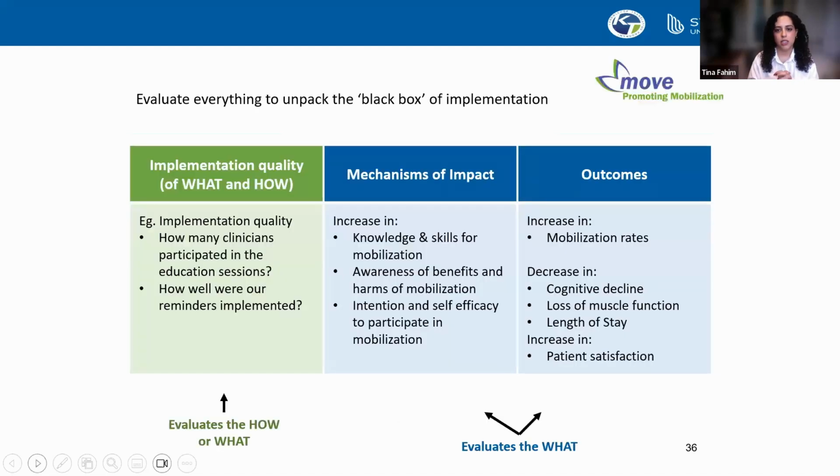And so the next slide just gives us an example of thinking about an evaluation map for our study. So we started by thinking about, okay, how well did we implement our program? So how many clinicians participated in the educational sessions? How well were our reminders implemented? Did they resonate with people? And if this was done well, did we see improvements in knowledge about mobilization and skills? Were people more aware about why it's important to mobilize older adults? And did they have increased intention to mobilize older adults? And if all of that was tracking, did we then see actual translated improvements in our mobilization rates that then resulted in decreases in cognitive decline, loss of muscle function, length of stay, and increase in patient satisfaction?